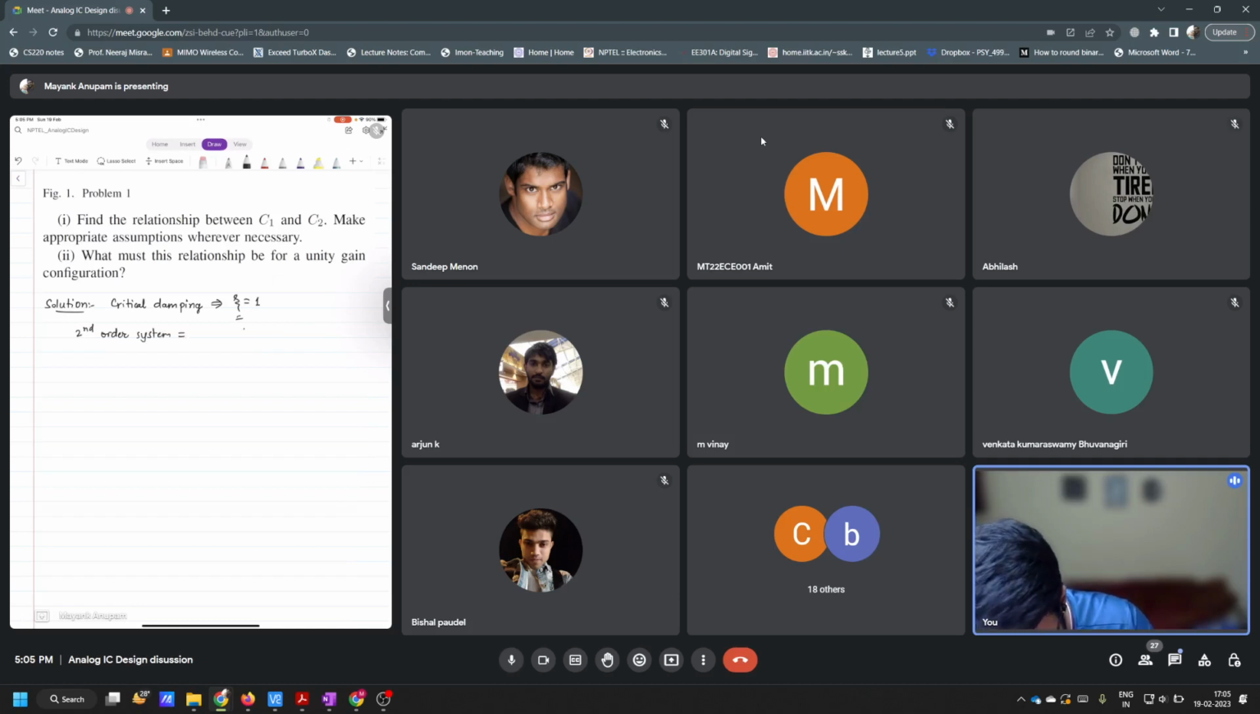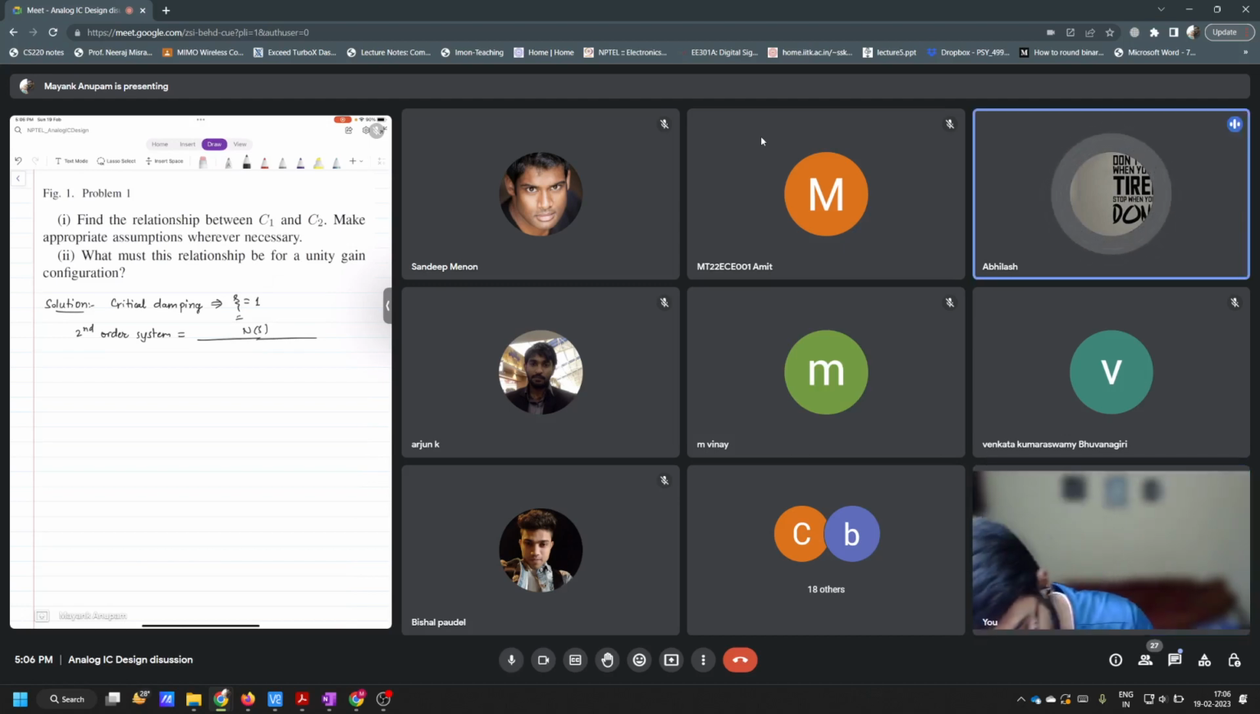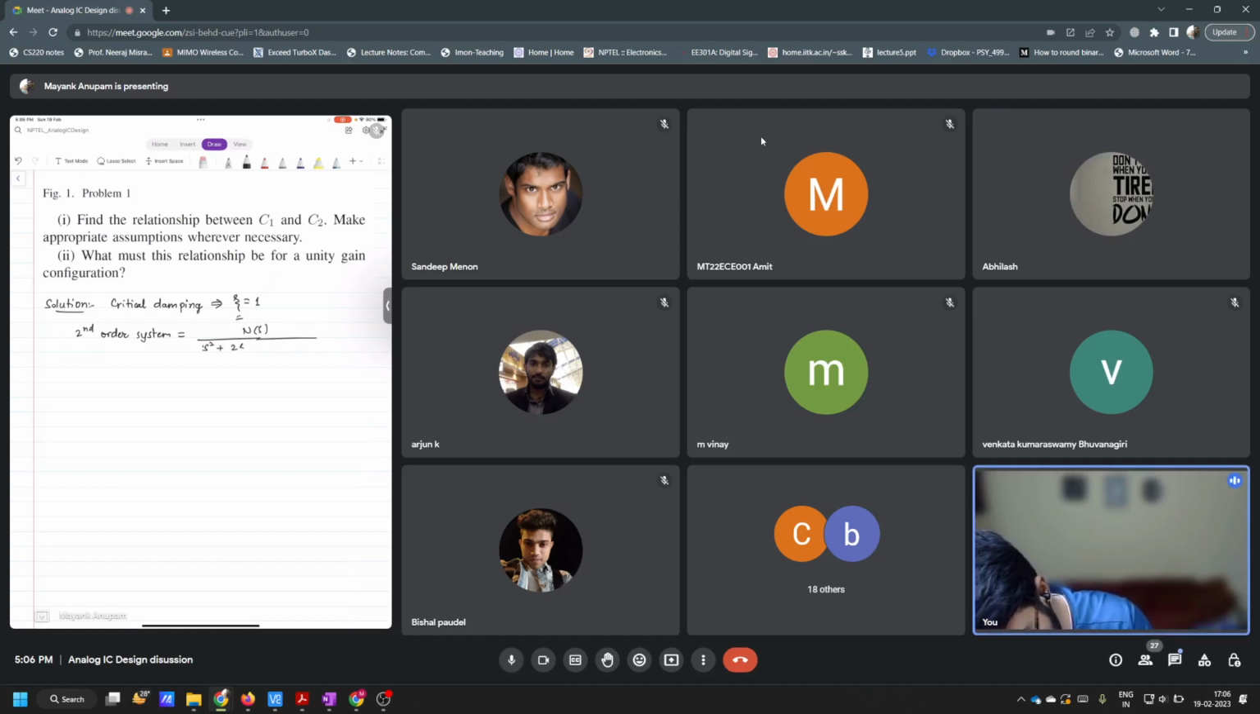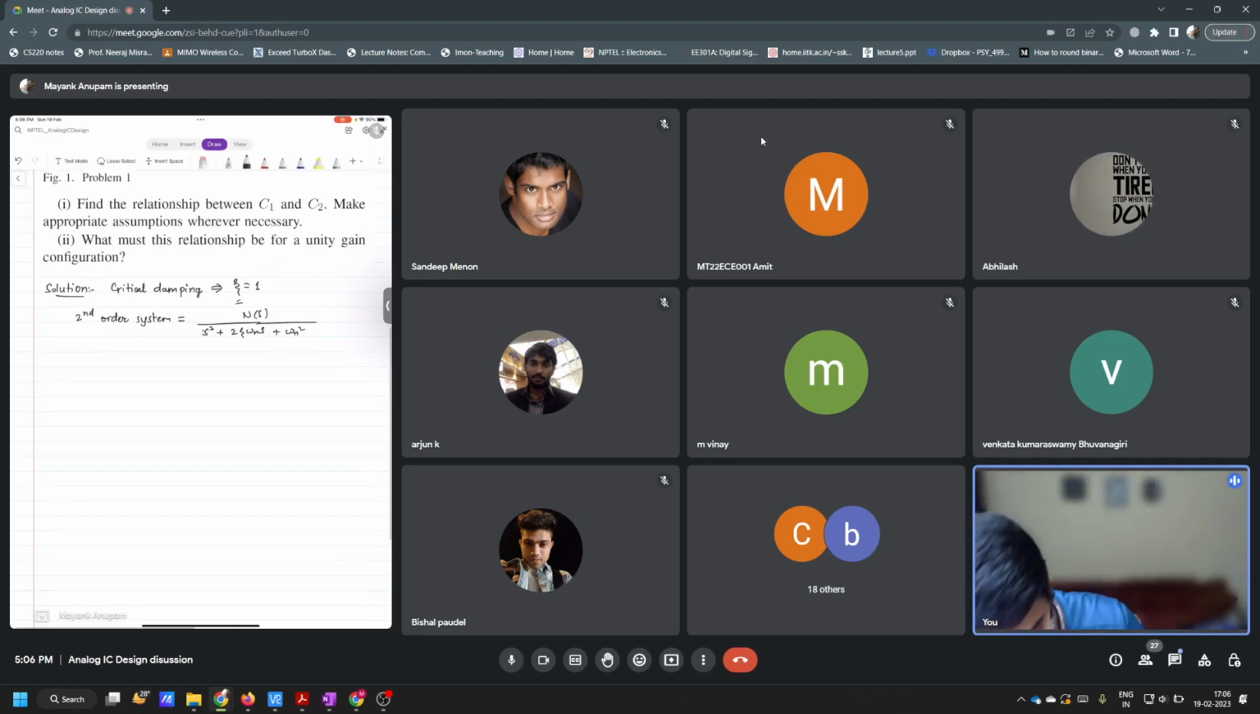Any second order system will have some numerator, right? But the denominator will be of what kind? s square plus 2 zeta omega n s plus omega n square. Correct. Now this is the characteristic equation, right? The denominator.